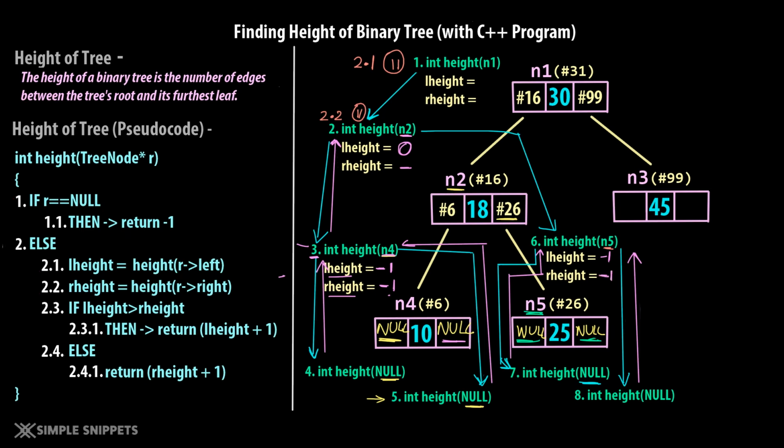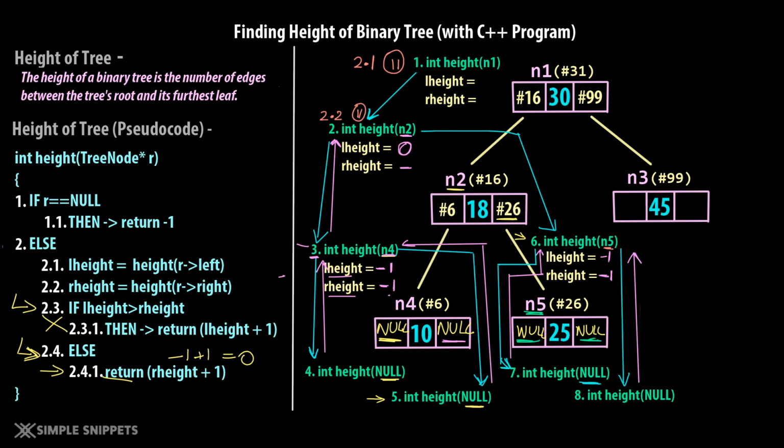And now for the sixth function call, which will resume from step number 2.3, again we will make a comparison. If L height is greater than r height, you can see over here L height and r height is -1, which is equal. So this if block will not be executed, the else block will be executed, and inside that we are saying return r height plus 1. R height is nothing but -1 plus 1 will be equal to 0. So now 0 will be returned to the calling function.